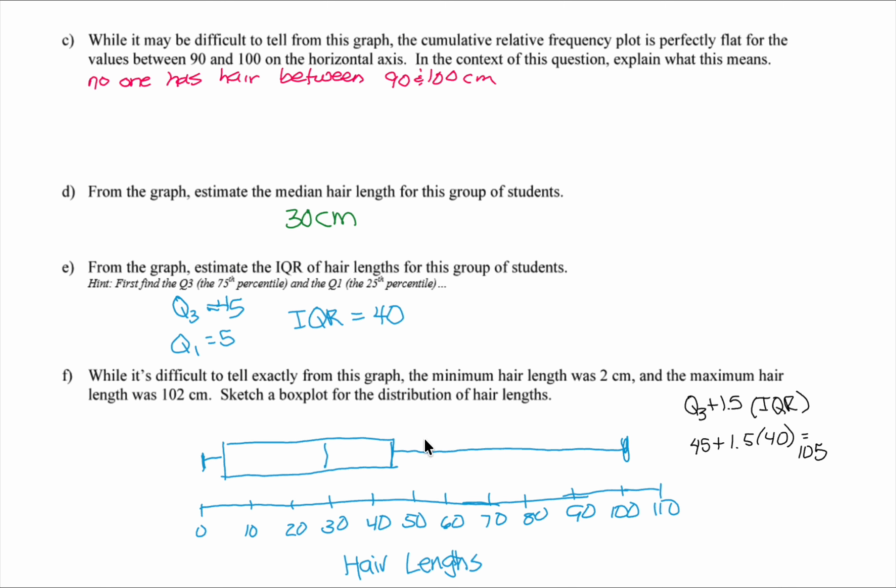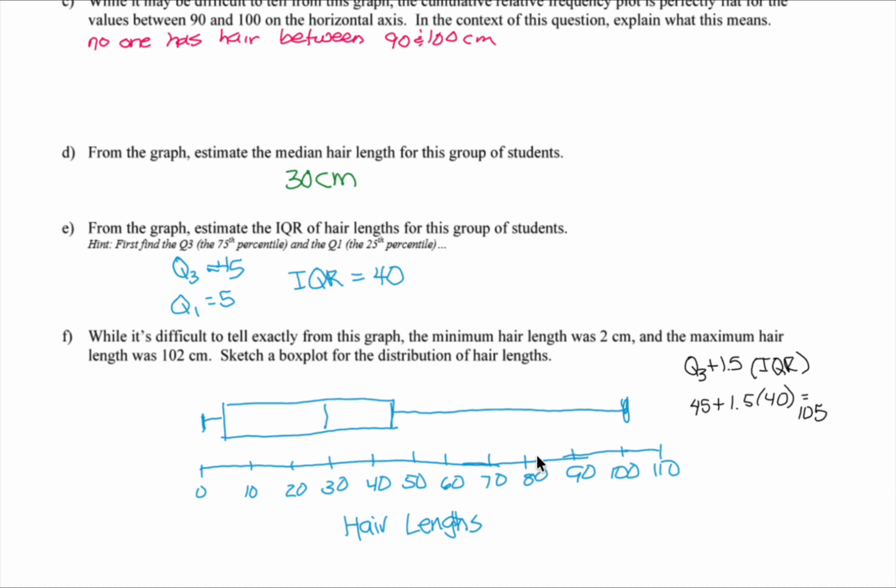So I draw the box from Q1 to Q3, put the median inside, and extend the whiskers to the min and max. If I check for outliers using the 1.5 times IQR rule, Q3 plus 1.5 times IQR is 45 plus 60, which is 105. So the max of 102 is not an outlier. And same thing, if I check for the lower outlier, Q1 minus 1.5 times IQR, there's no outlier for this case.